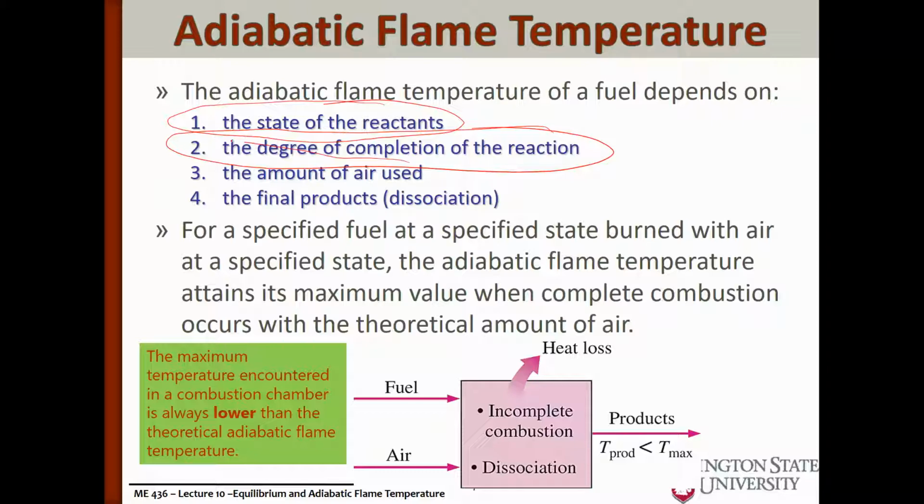The flame temperature will also depend on any excess air that we have, because that excess air won't add to the energy release, but it will absorb the energy and not allow the temperature to rise as much. And then finally, the final products. This is related to the degree of completion of the reaction, but the final products may absorb energy from the combustion event. So let me switch back to the OneNote, and I'm going to go through the example of combustion of n-butane with 130% theoretical air.